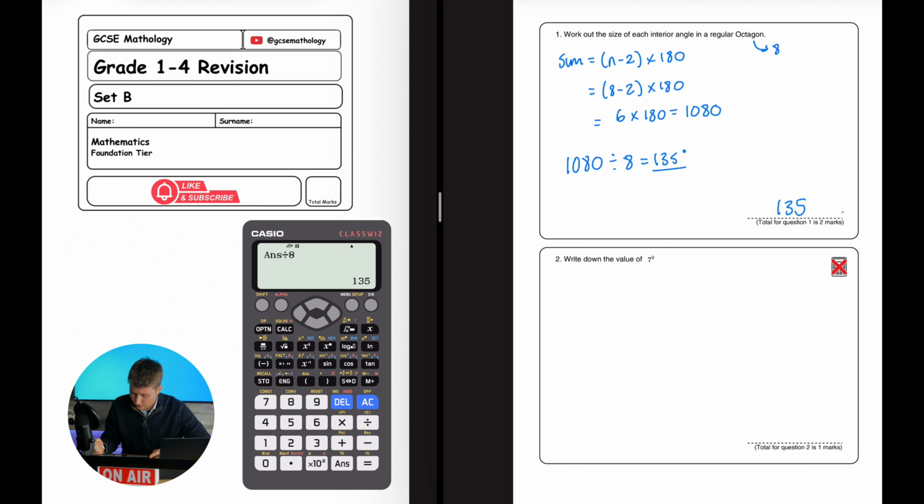Question 2 says, write down the value of 7 to the power of 0. Now anything to the power of 0 is always 1, so the answer to this question is just 1.